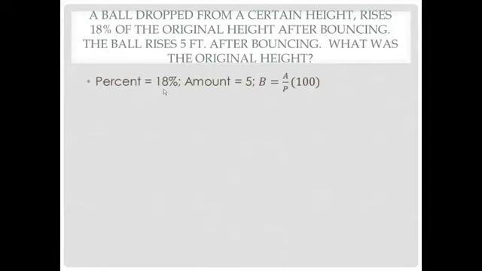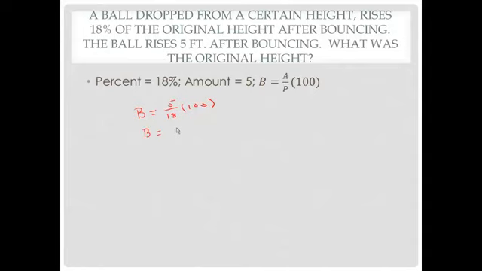So we have the percent, we have the amount, which is the partial, and we want to find the base, the entire height from where the ball was dropped. So I've rearranged our percent equation, and if we want to find the base, we divide the amount by the percent, and then multiply by 100 to change it into a regular number.